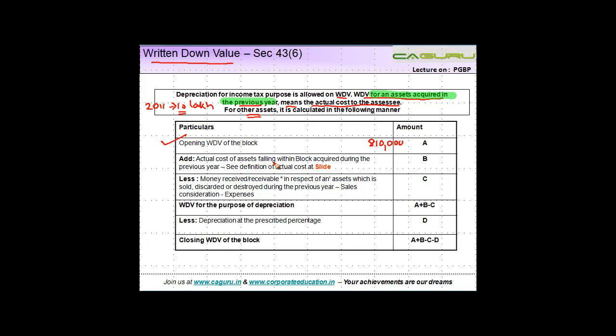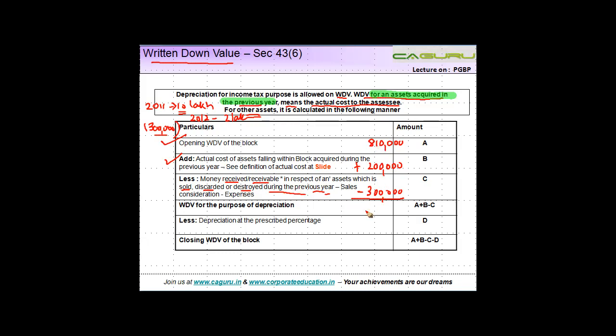Add actual cost of assets falling within the block acquired during the previous year. Now suppose in 2012, I buy one more plant and machinery for 2 lakh. So I will add 2 lakh here. Less money received or receivable in respect of an asset which is sold. So suppose I acquired this 10 lakh plant and machinery and I sold some part of it for, say, rupees 3 lakh. And this money is either received or receivable for an asset which is sold, discarded or destroyed during the previous year. So let's say I received 3 lakh rupees for the plant and machinery which was sold during the particular year.